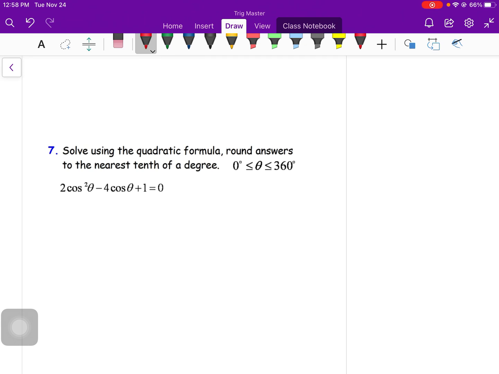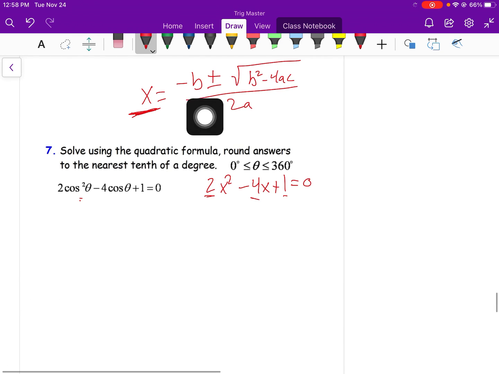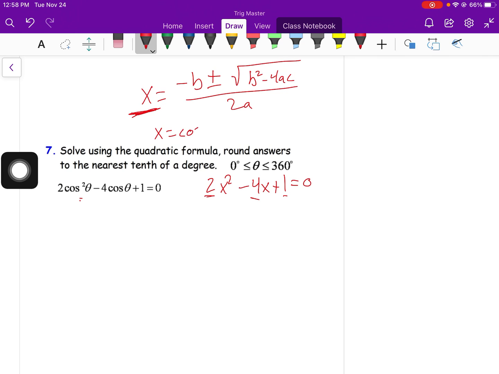For this next one, we're going to use our quadratic formula. Remember, the quadratic formula is opposite of b plus or minus the square root of b squared minus 4ac all over 2a. And that gives you x. I don't have an x here, but I'm going to say this is basically the exact same thing as 2x squared minus 4x plus 1 equals 0. The numbers that go in front, or your coefficients, are what goes into this. That solves for x in the quadratic formula. In this case, our x is cosine of theta, not cosine squared of theta, because that's our x squared.